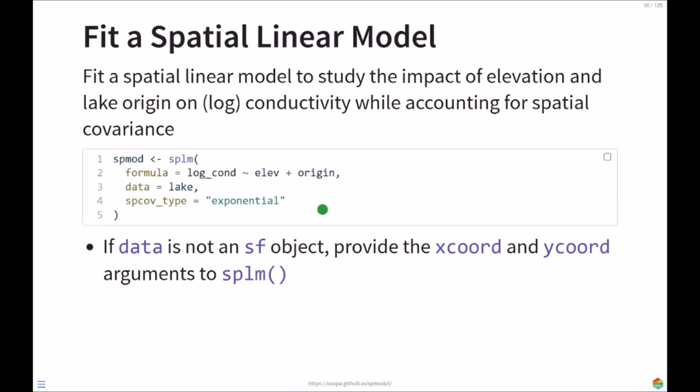Sometimes it can be additional work to get an SF object together, so you can still use splm if you don't have an SF object. You simply provide the xcoord and the ycoord arguments to splm. So as long as those things are variables in your data frame, you can just supply those xcoord and ycoord arguments.